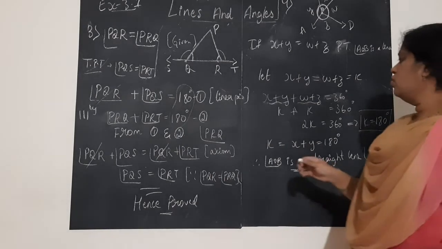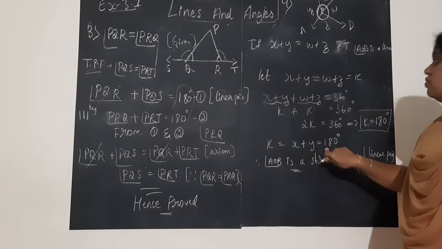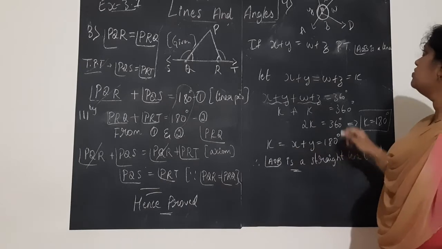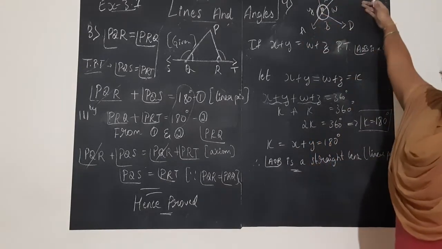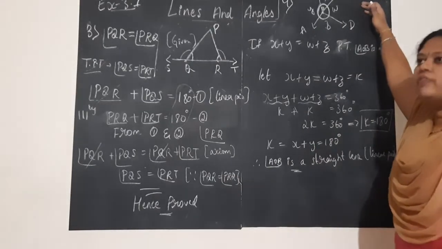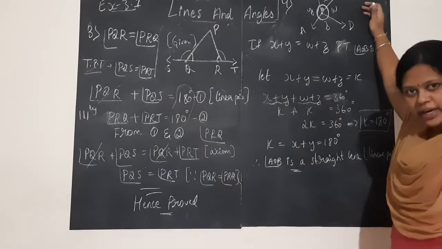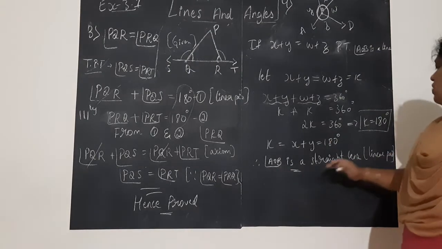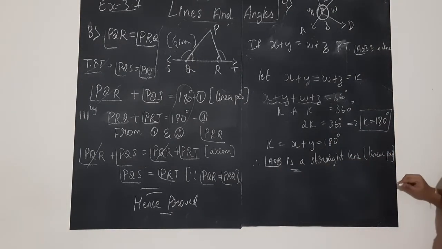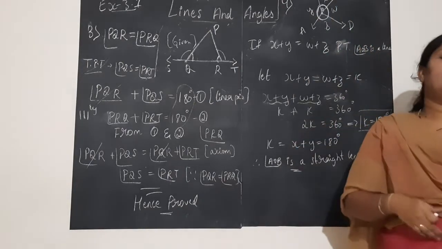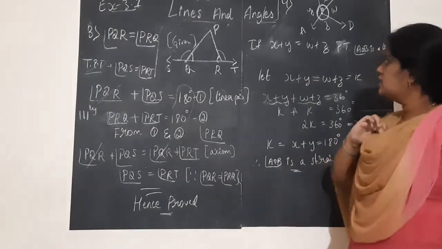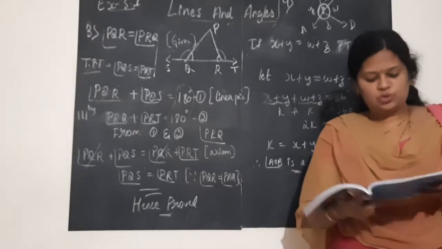Our work is not over. k is equal to x plus y. So k is equal to x plus y. From this x plus y, if it is proved as 180 degree, then what does AOB become? It becomes a straight line. Why children? Because 180 degree is a straight angle. Hence we can write angle AOB is a straight line, which is linear pair. Which are linear pair? x and y are linear pair. That is how we proved AOB is a straight line.